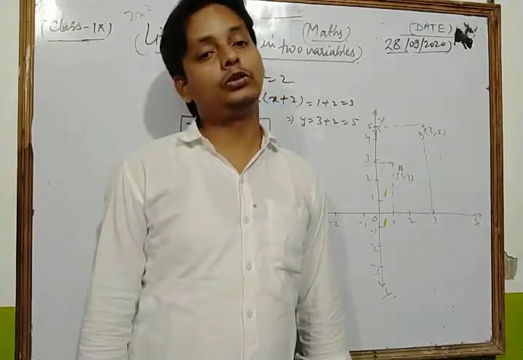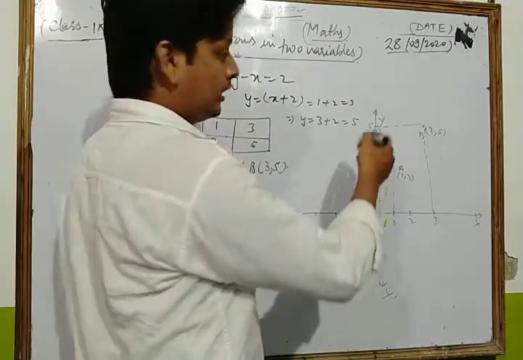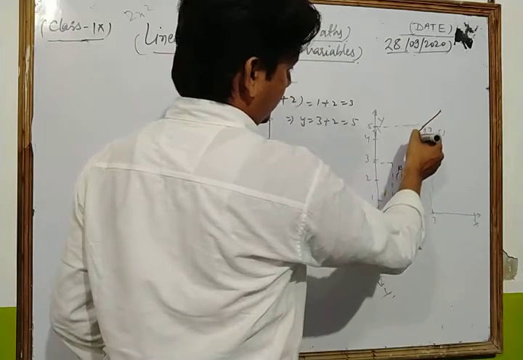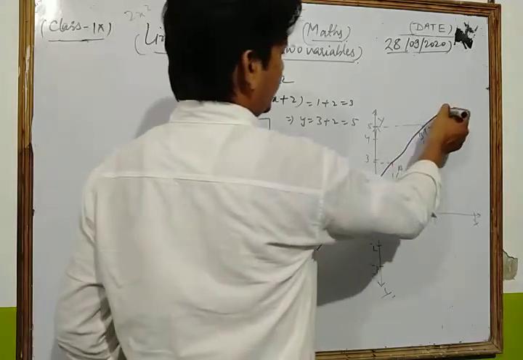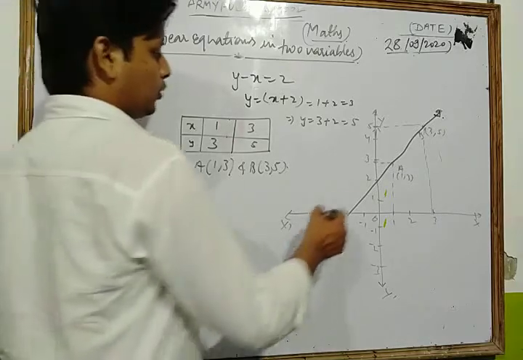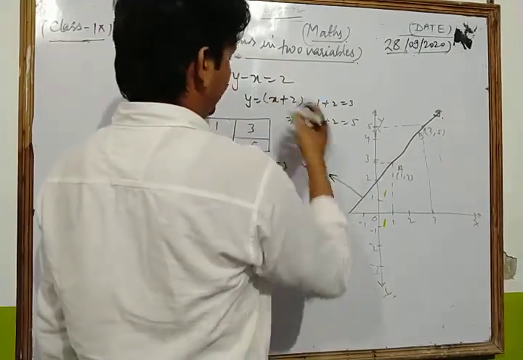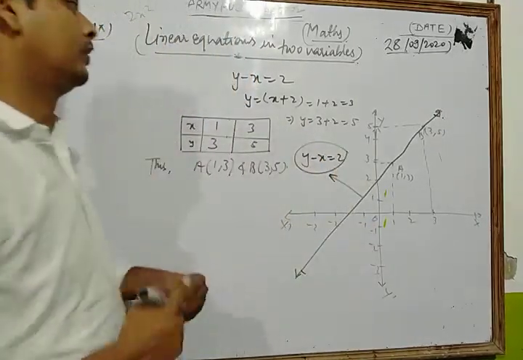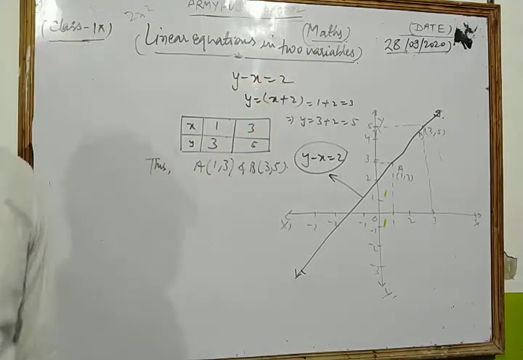Okay. After that what I do, dear student, we join these points by a straight line in this way. We join these points by the straight line. This is the required graph of the linear equation y minus x is equal to 2, the linear equation in two variables. Okay.